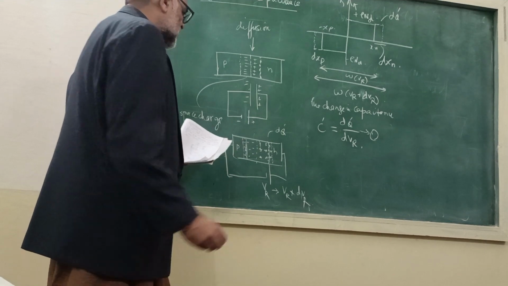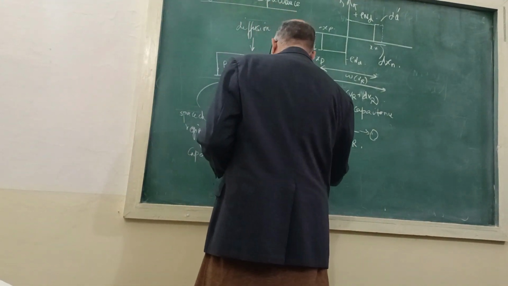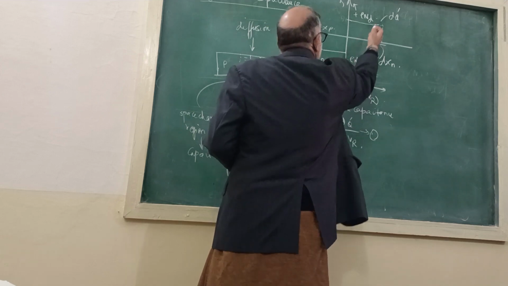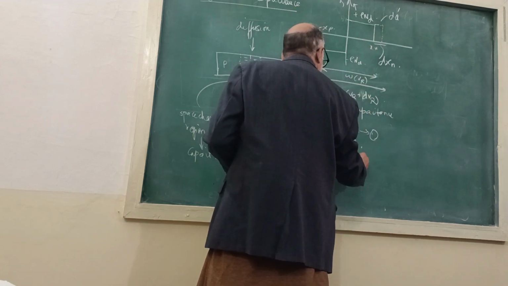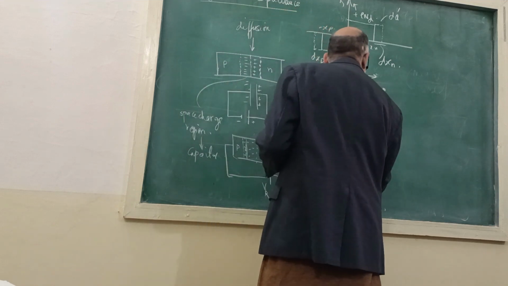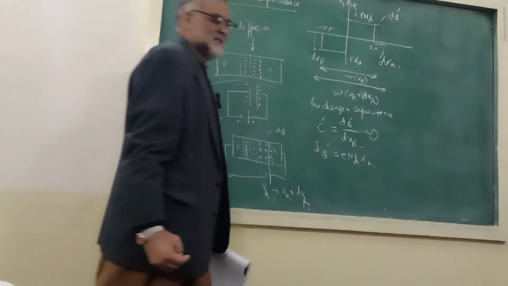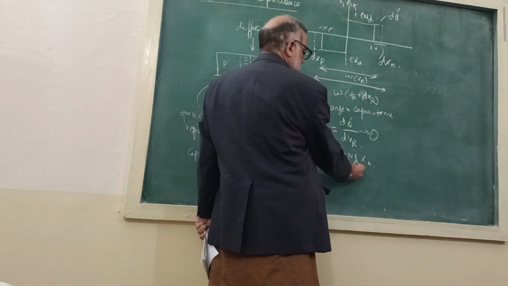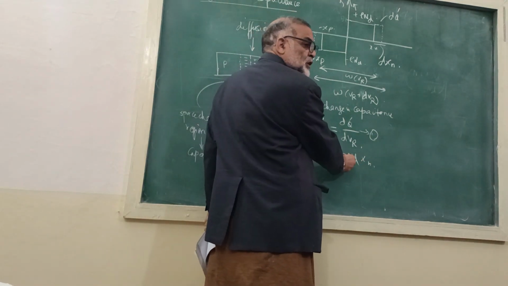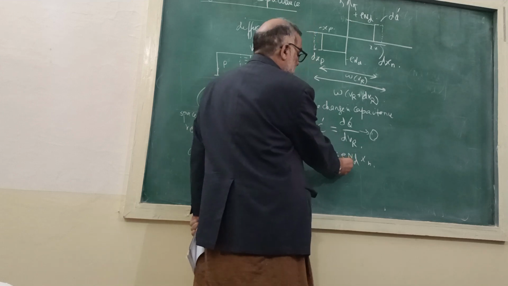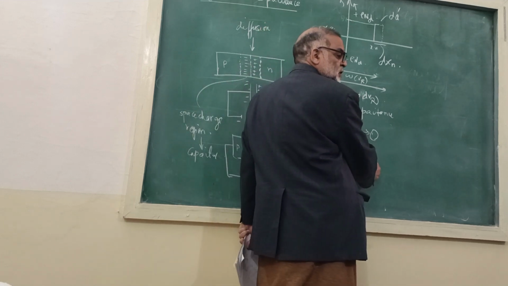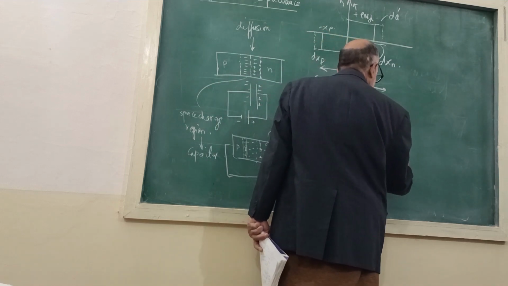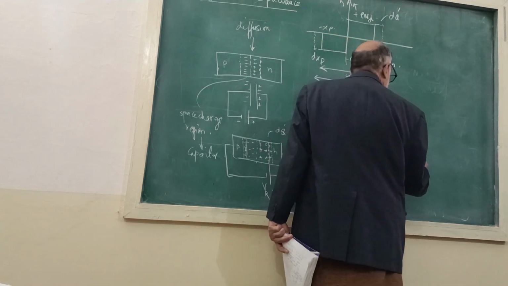What is the total charge equal to? We know that the total charge dQ' will be equal to q times N_D times dx_n. That is the charge per unit volume, that is the amount of each charge, and that is the length. So this will actually be the charge per unit area.